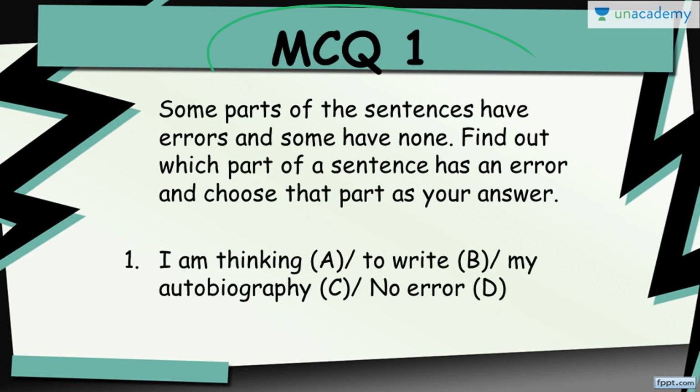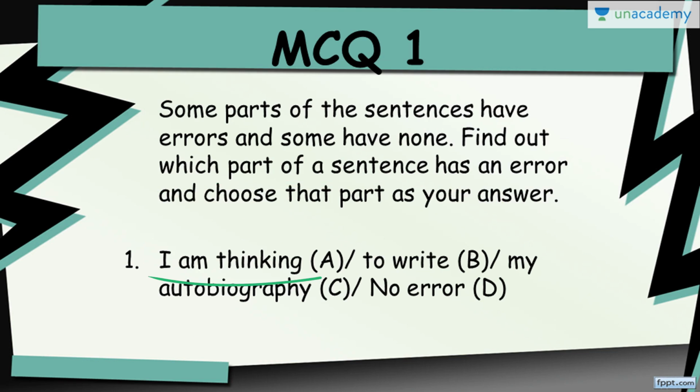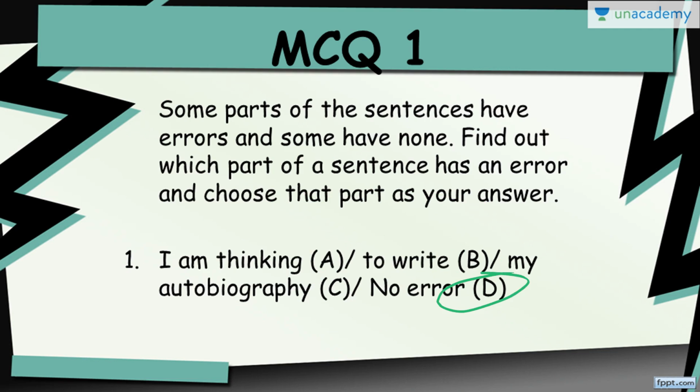So the first MCQ for today: some parts of sentences have errors and some have none. Find out which part of a sentence has an error and choose that part as your answer. Now this is going to be the same as the one we did in the first lesson. So the sentence this time is, I am thinking A, to write my autobiography. So you can see the options are A, B, C and D. If you find any error in any of these parts, just mark it up.